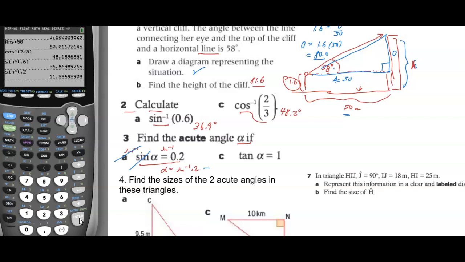What if the tangent of alpha is 1? Find the acute angle alpha if the tangent of alpha is 1. So we could do inverse tangent of both sides. So we have alpha equals the inverse tangent of 1. Inverse tangent of 1, we do second tangent 1. 45 degrees.